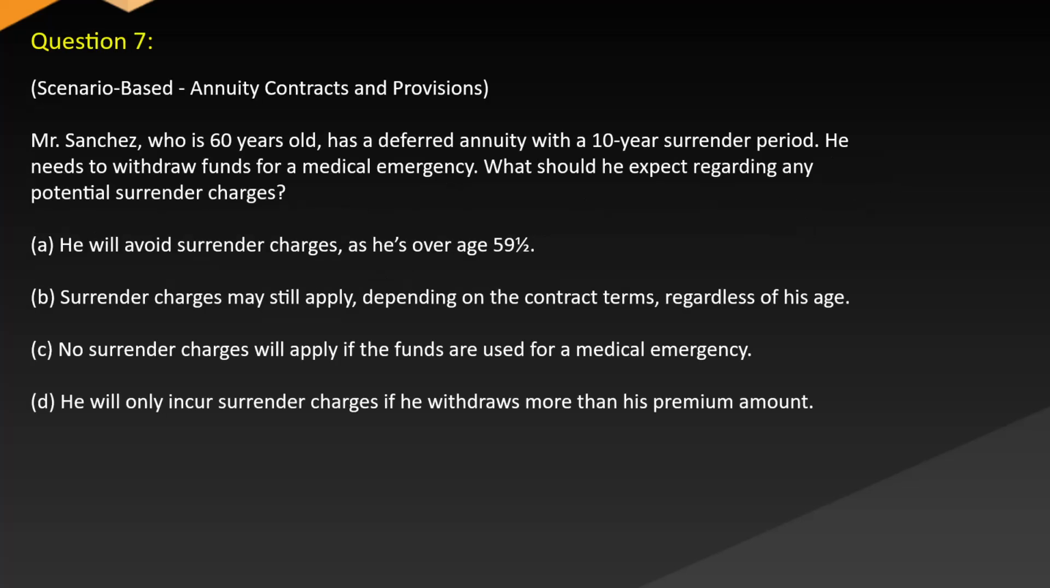Question 7. Scenario-based. Annuity contracts and provisions. Mr. Sanchez, who is 60 years old, has a deferred annuity with a 10-year surrender period. He needs to withdraw funds for a medical emergency. What should he expect regarding any potential surrender charges? A. He will avoid surrender charges as he's over age 59½. B. Surrender charges may still apply depending on the contract terms regardless of his age. C. No surrender charges will apply if the funds are used for a medical emergency. D. He will only incur surrender charges if he withdraws more than his premium amount.